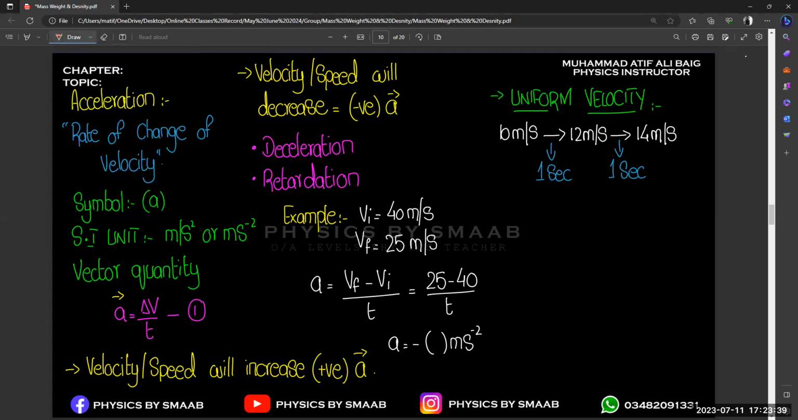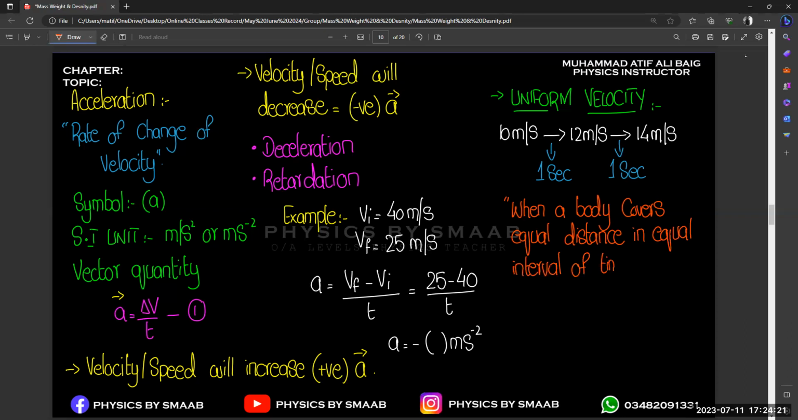So you may just simply write: when a body covers equal distance or displacement, because we are not talking about the difference right now, we are just writing the concept of uniform velocity or speed. So when a body covers equal distance in equal interval of time, that is the concept of uniform or constant speed or velocity, right?